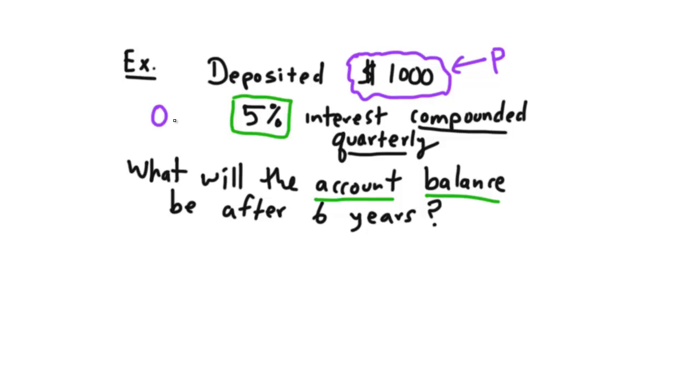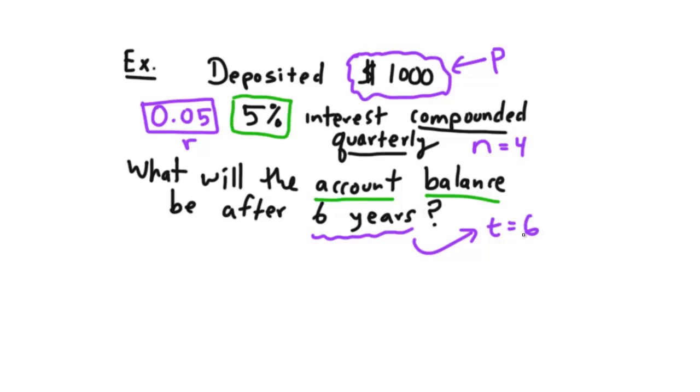Make sure you convert that into a decimal. So it'll be 0.05, right? And that will be the interest rate. And it's compounded quarterly. So we know that there are 4 quarters in a year. So this will give us N is equal to 4. So the only thing that's missing is the T, which is the time. Since it's stated in the question, you want to find the account balance after 6 years. The T is going to be 6.